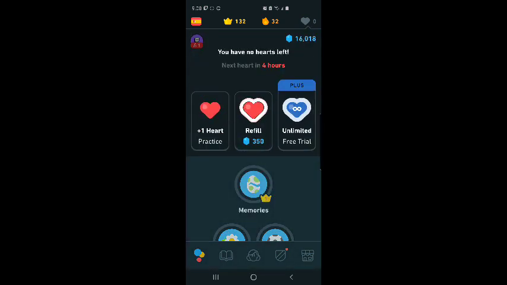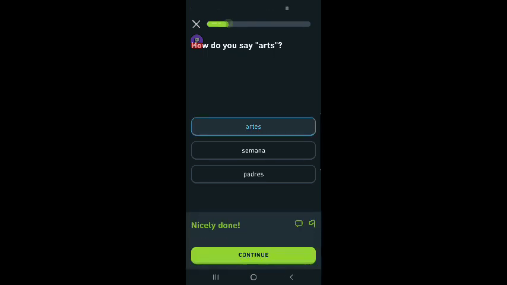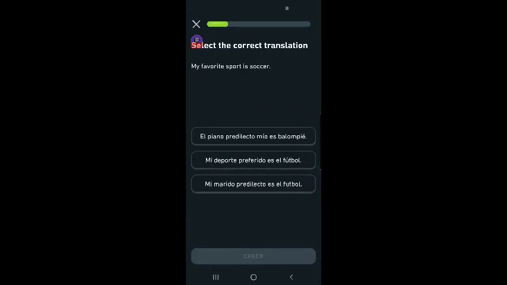Hearts. One heart practice. How do you say arts? Artes. My favorite sport is soccer. Mi deporte preferido es el fútbol. I'm going to say my favorite sport is soccer. Mi deporte preferido es el fútbol.